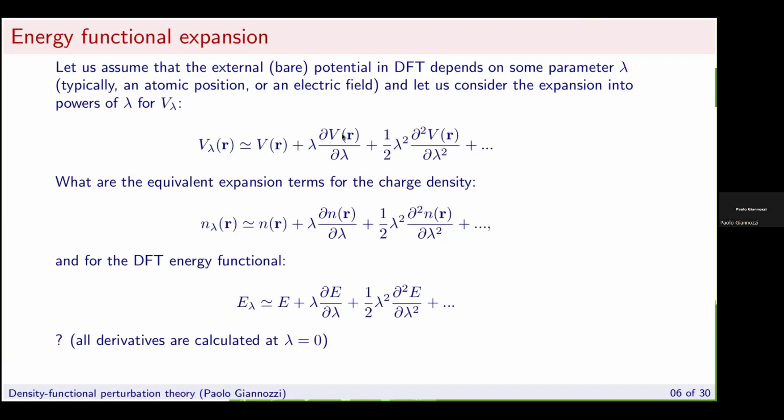So we want to figure out what are the derivatives of the energy. In particular, we're interested in the derivative of the energy with respect to this parameter lambda, which in practice will be nuclear position or displacement around the equilibrium position or an electric field. Now, what are these first order derivatives? In particular, the second order derivative, which is important because it's what we want to compute, because it's what determines the vibrational properties of the system, for instance. And how are those derivatives of the energy related to the derivative of the charge density, and how to compute the derivative of the charge density.